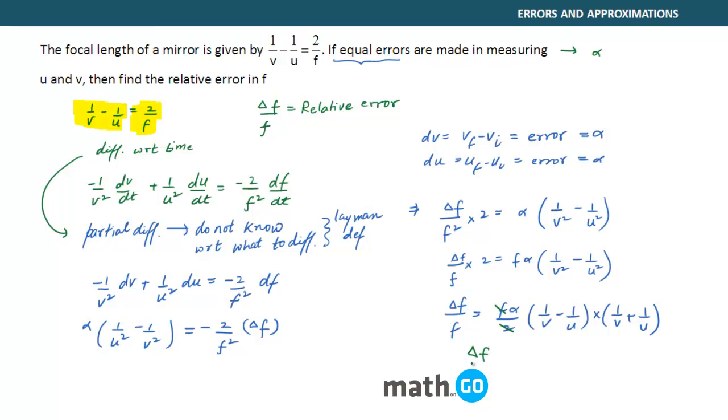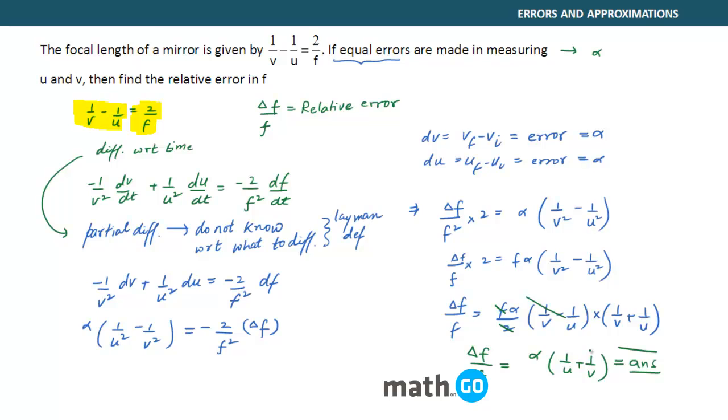So what is the answer that you get? Δf/f is nothing but (1/u + 1/v) times α. This is the answer we are looking for. This is the relative error in f in terms of α, u and v, because u and v are given to us, and I have taken α in the question to make sure that you understand what is to be found.